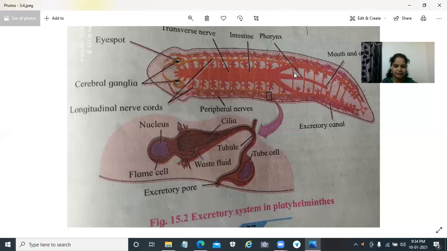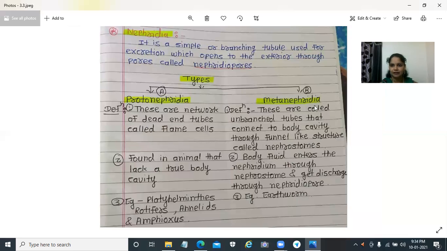Now another example is metanephridia. Look at this metanephridia. Let's learn about the first one. What is the meaning of metanephridia? These are coiled and unbranched tubes that connect to the body cavity through a funnel-like structure called a nephrostome. Once again, metanephridia are unbranched tubes connected to the body cavity through a funnel-like structure called a nephrostome. Let's learn about the diagram of the earthworm.